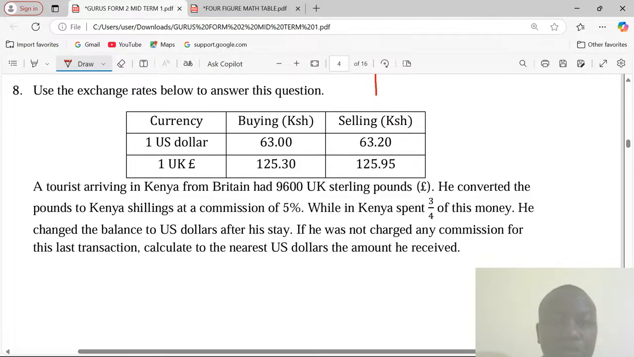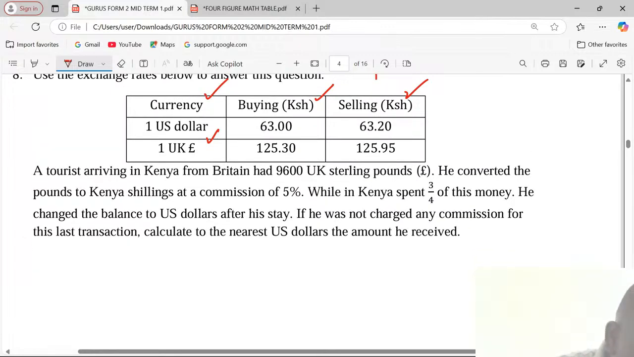We look at number 8. Use the exchange rates below to answer this question. So we have a currency here, US dollars, UK, euros, the buying in Kenya shillings, and we have the selling also in Kenya shillings. A tourist arriving in Kenya from Britain had 9,600 UK sterling pounds. He converted the sterling pounds to Kenya shillings at a commission of 5%. While in Kenya, he spent 3/4 of this money. He changed the balance to US dollars after his stay. If he was not charged any commission for this last transaction, calculate to the nearest US dollars the amount of money that he is going to receive after staying in Kenya.